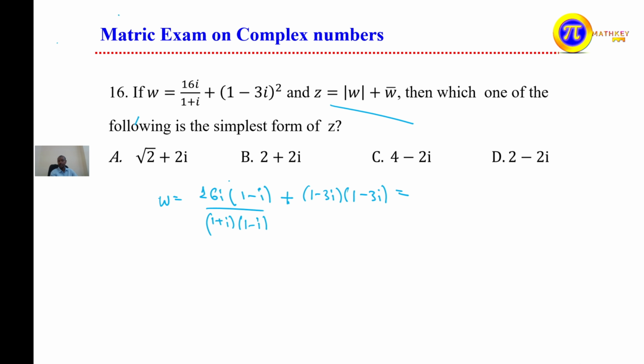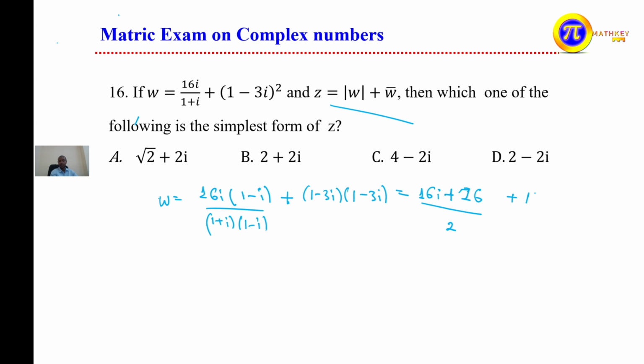When you rationalize this one, 16I times 1 is 16I. Minus 16I times minus I is I squared, then you have minus times I squared, that becomes plus 16. Divided by 1 plus I times 1 minus I, that is 1 plus 1, that is 2. This is equal to plus 1 times 1.